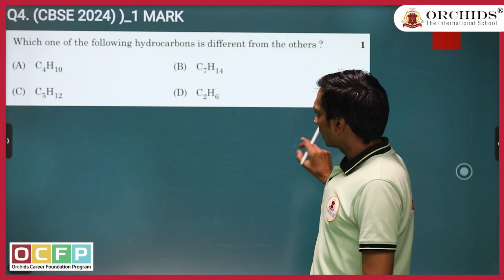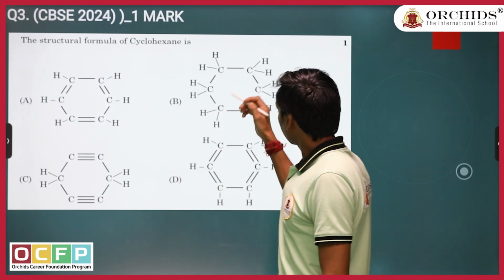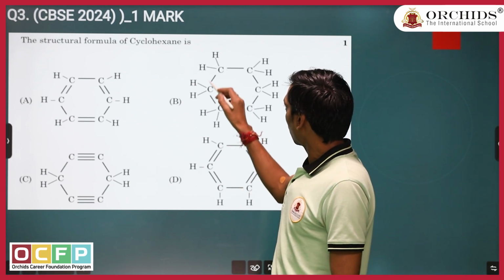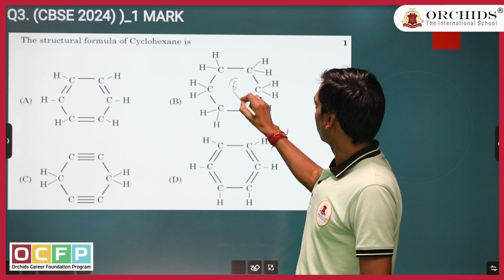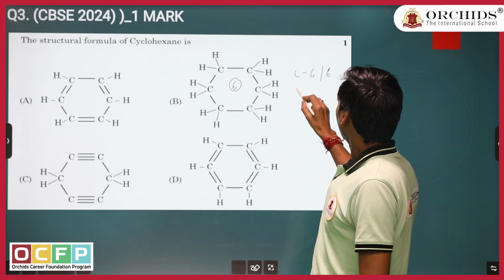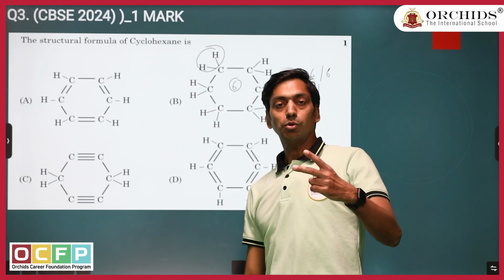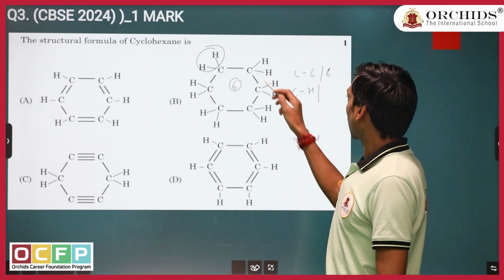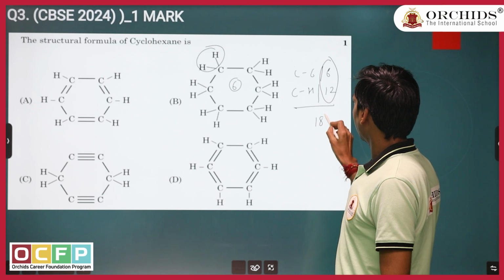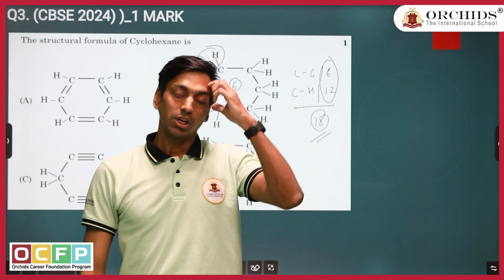Now let's discuss a few more points about cyclohexane. Sometimes they ask about the number of bonds. How many carbon-carbon bonds are there? Carbon-carbon has 6 bonds. And carbon-hydrogen: each carbon atom makes 2 bonds with hydrogen, so 6 carbon atoms will make a total of 12 bonds. Overall, there are 18 bonds, and all the bonds are covalent, because carbon forms covalent bonds.